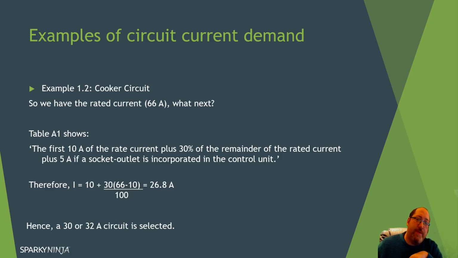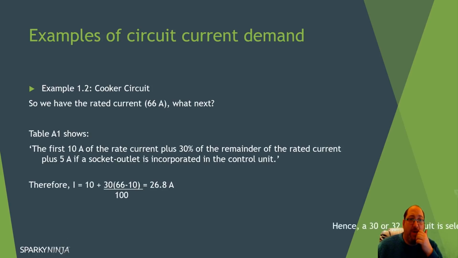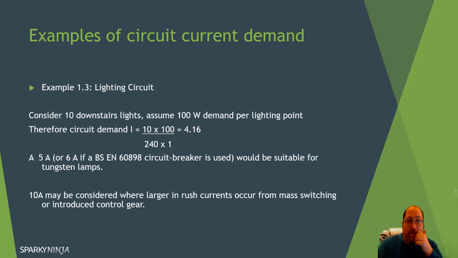Hence 30 or 32 amp will be selected for a potentially 66 amp cooker. Now remember, this is assuming a household. If you had a cooker being used in a canteen or in a coffee shop or something, it's probably going to be under a much larger substantial load, and you probably wouldn't apply that diversity to it.